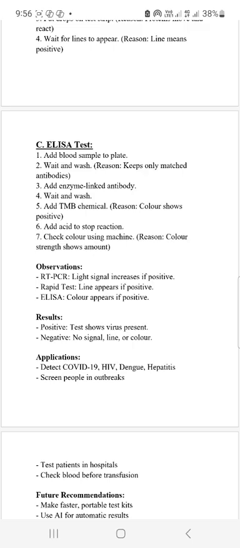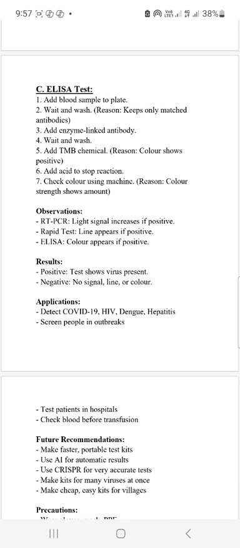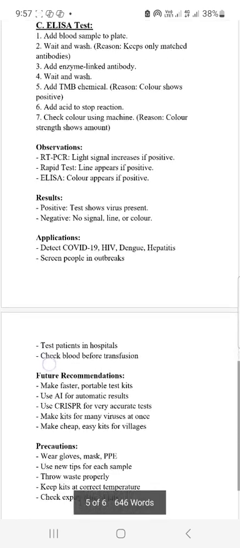In ELISA test, color appears. The strength of the color tells how much amount of virus is present, but if the color appears, the virus is present, the result is positive. Positive means the virus is present, and negative means no signal, no line, no color, no virus.